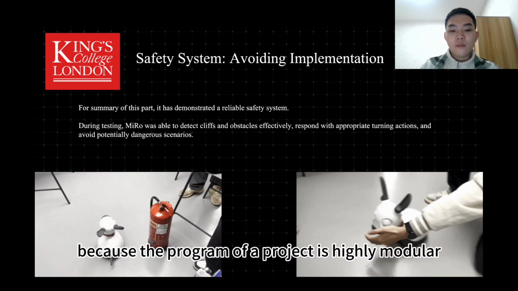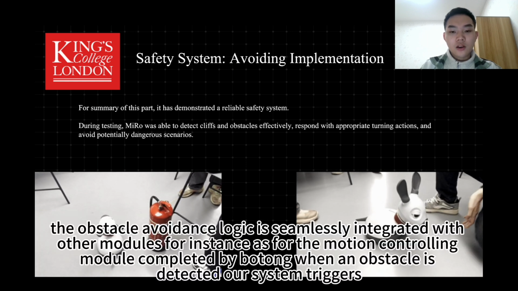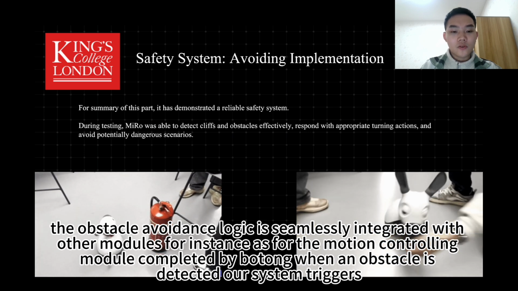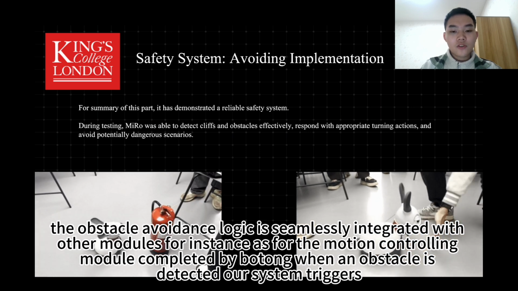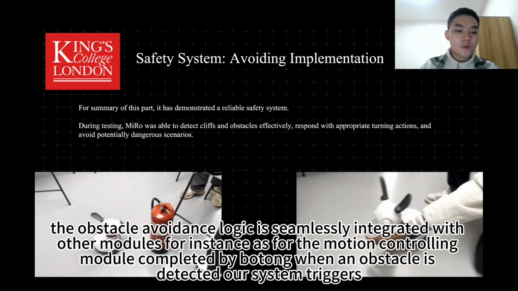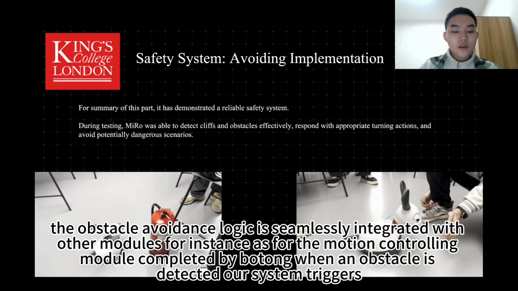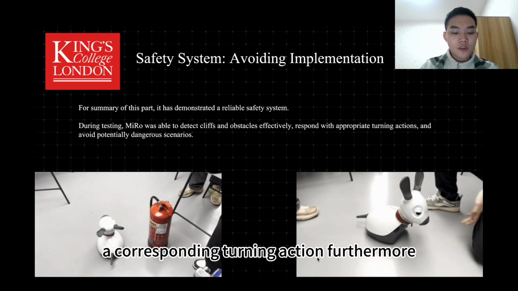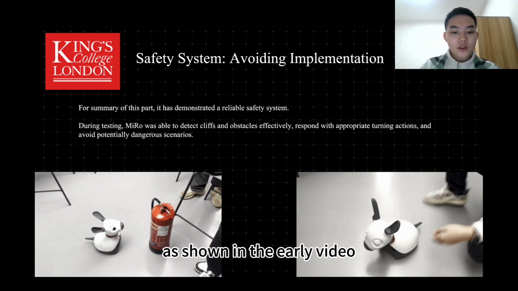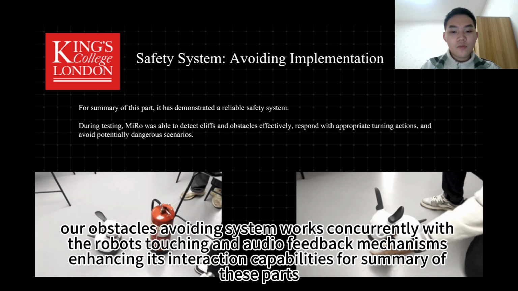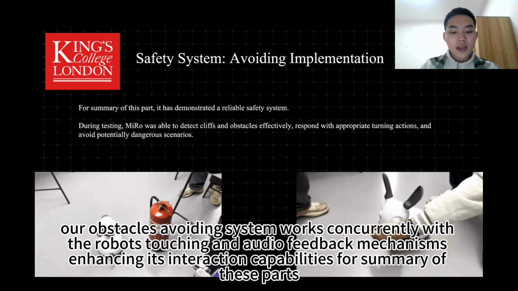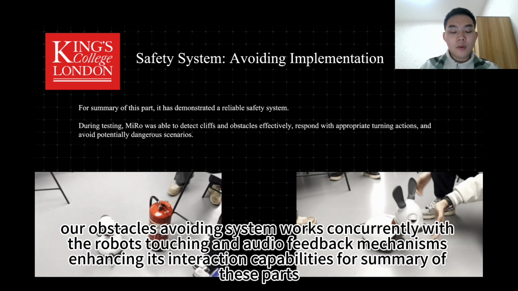Because the program of our project is highly modular, the obstacle avoidance logic is seamlessly integrated with other modules. For instance, with the motion controlling module completed by Bottom, when an obstacle is detected, our system triggers a corresponding turning action. Furthermore, as shown in the earlier video, our obstacle avoidance system works concurrently with the robot's touch and audio feedback mechanisms, enhancing its interaction capabilities.